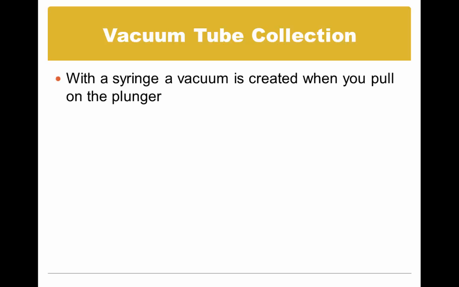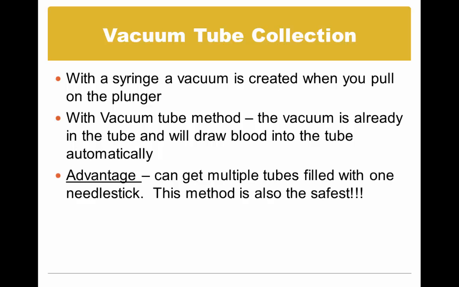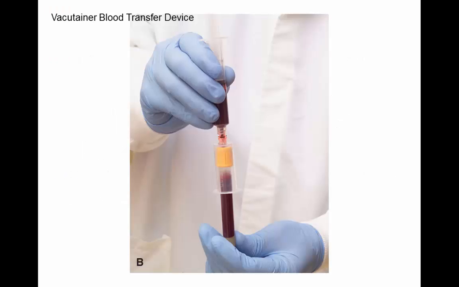Vacuum tube collection with a syringe. A vacuum is created when you pull on the plunger. With the vacuum tube method, the vacuum is already in the tube and will draw the blood into the tube automatically. The advantage to this is you can get multiple tubes with one needle stick. It is also the safest way to do this. And this is a Vacutainer blood transfer device.